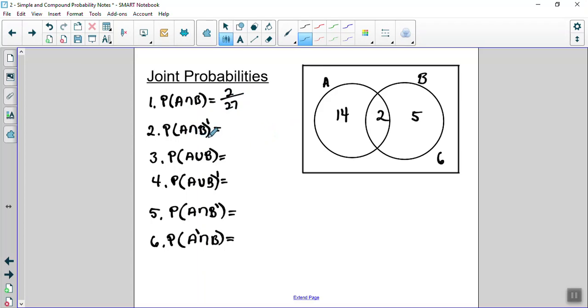A intersected with B complement, well, that would be everything else. 14, 5, and 6, or minus 2 out of 27, which is 25 out of 27.